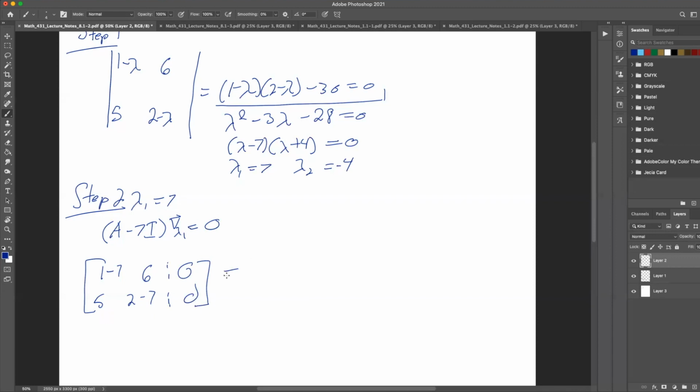Then from here, we'll go ahead and crunch this through. So this would be minus 6, 6, and 0. This becomes 5. Oops, I said 5, did not write 5. 5 minus 5, 0. And then if I complete a reduced row echelon form, this becomes 1, negative 1, 0, 0.